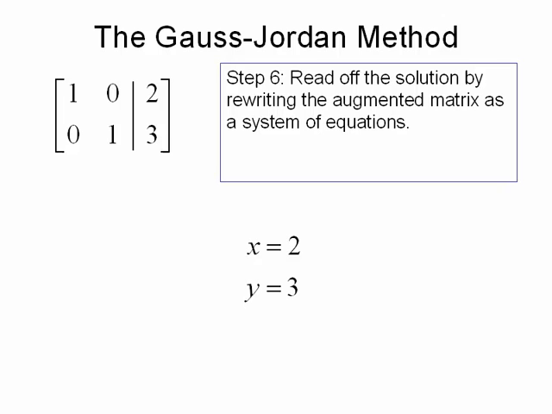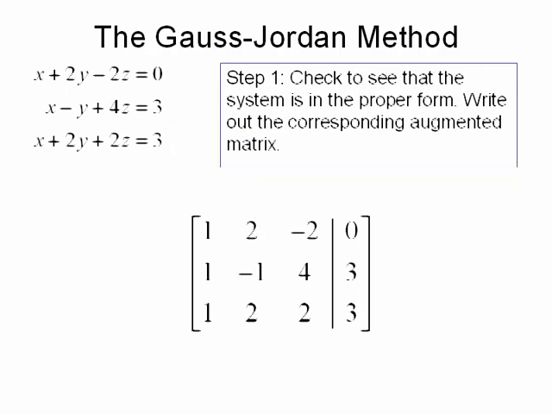As the matrices get larger, we're going to have to extend this method to larger and larger matrices. So let's take a look at a new example. In this particular example, we're going to solve the system x plus 2y minus 2z equals 0, x minus y plus 4z equals 3, and x plus 2y plus 2z equals 3.